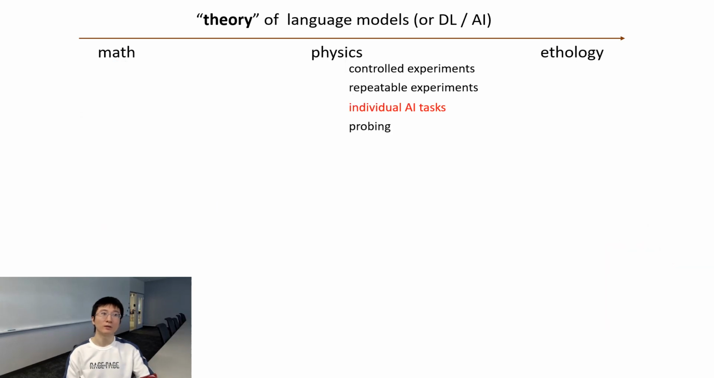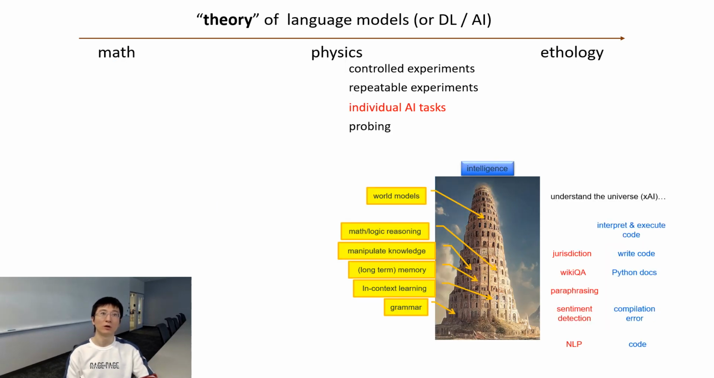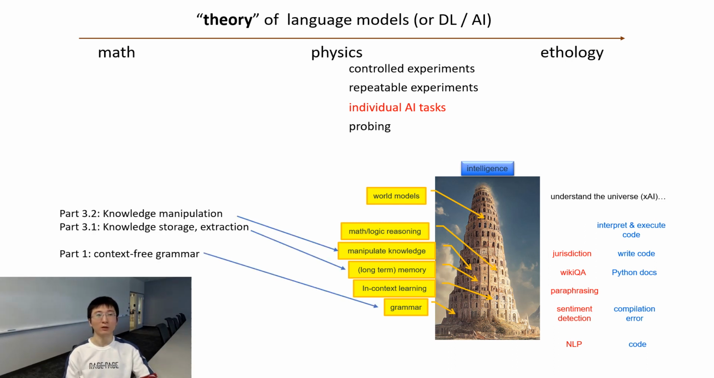So as I said, we can decompose the notion of intelligence into building blocks. And a few days back, I was giving a talk on knowledge storage, extraction, and manipulation. And today I'm talking about a totally different building block inside this notion of intelligence. This is context-free grammar.